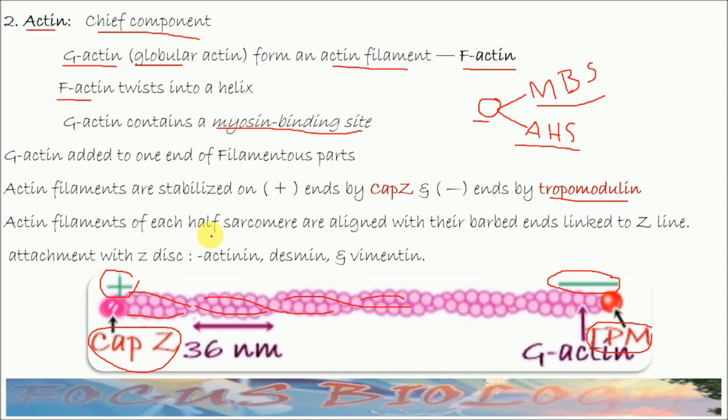Actin filaments of each half sarcomere are aligned with their barbed ends linked to G lines. That is, this CAPZ end is attached to the G line. Attachment with the G disc is also supported by alpha actinin, desmin, and vimentin. These three proteins also help in associating this thin filament to the G disc.